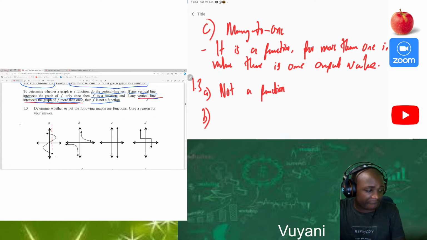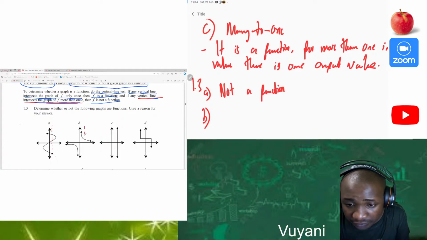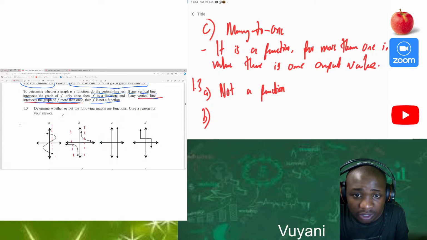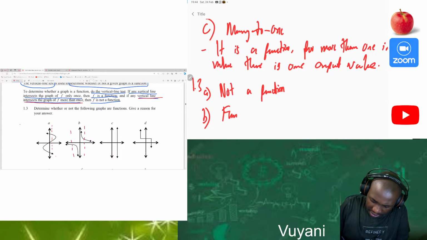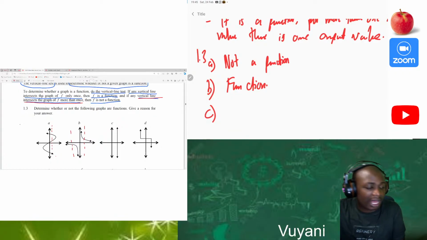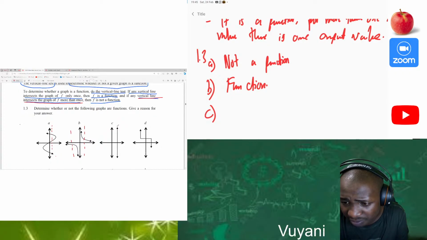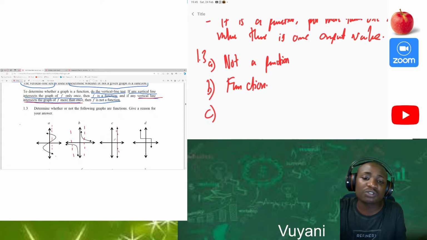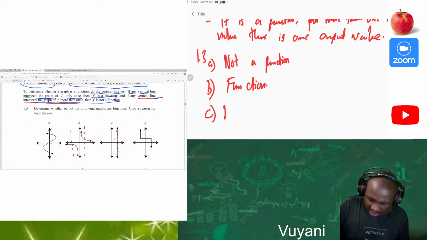Now let's look at B. Is B a function or not? Here's our vertical line test. It's intersecting once, intersecting once. So if it's intersecting the graph of f once, then that's a function. Easy peasy. Now let's look at C. Now we have that straight line. Is that a function? No, definitely it's not, because when you do a vertical line test, it's going to intersect the graph of f more than once. So this is not a function.